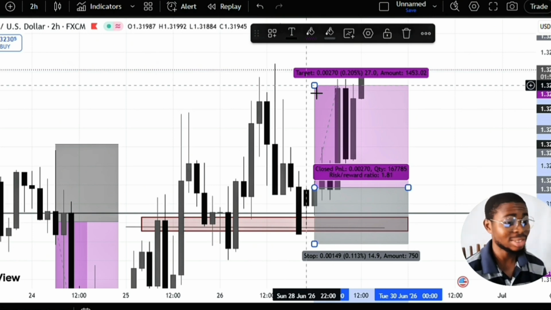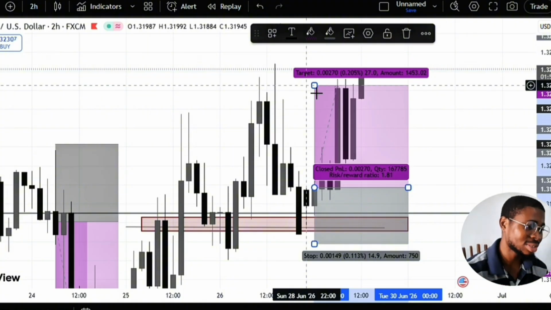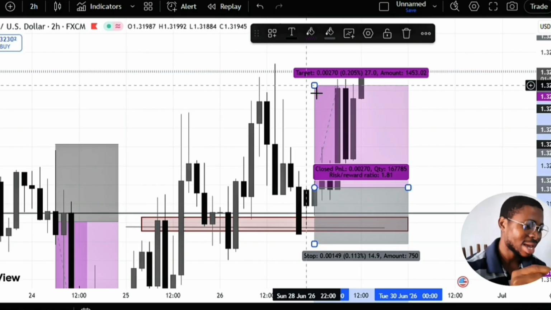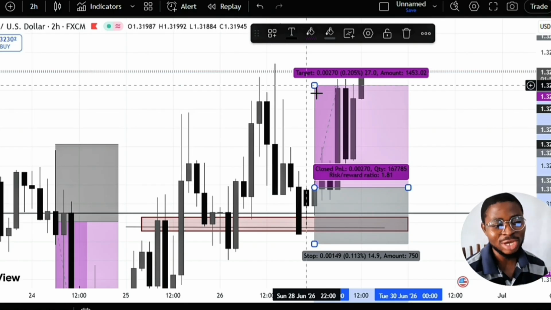Now I know this sounds easy, it is actually, but you have to practice over and over again to get the hang of it and understand how it works. So this is all there is about price action. By the way, if you haven't seen the video I dropped last, you could go watch that.